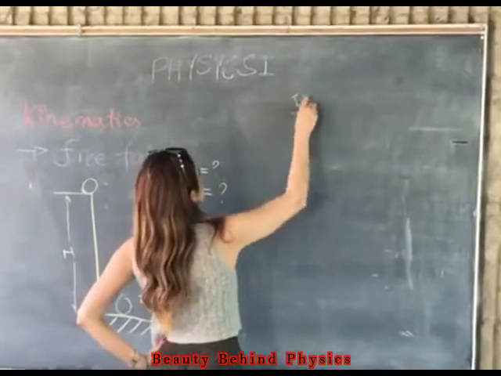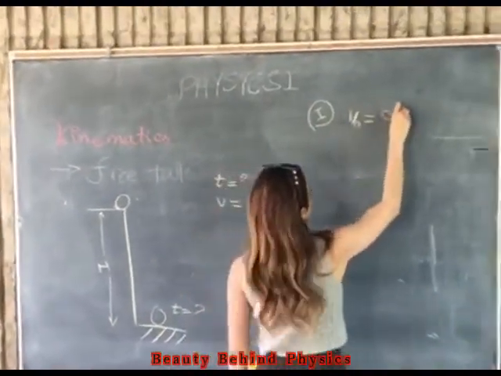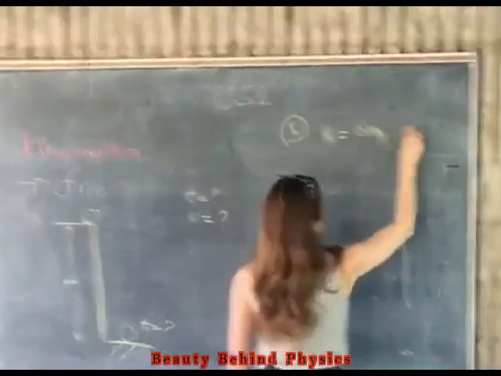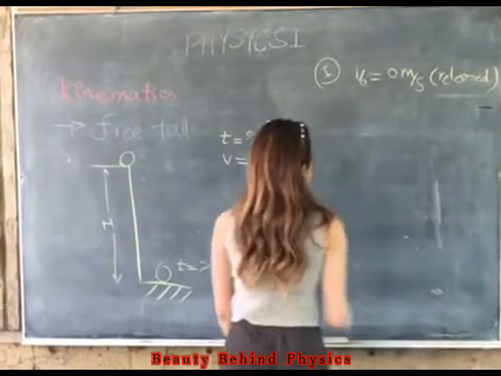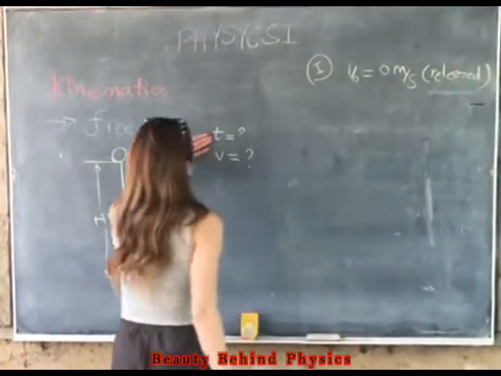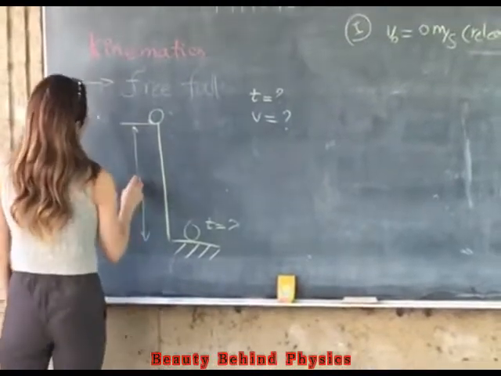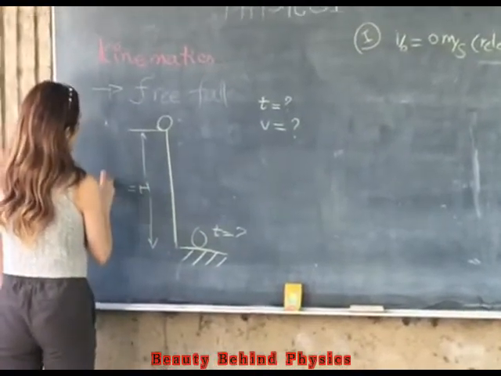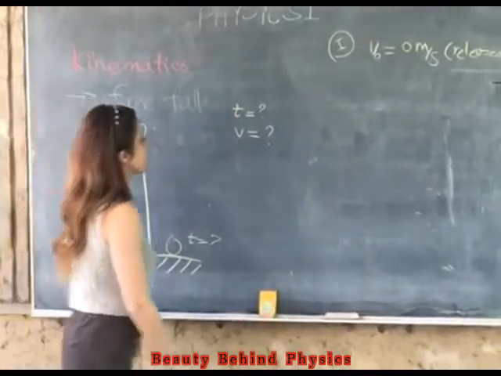Okay, the first case would be when the initial velocity is equal to 0 meters per second. It means that the ball was released from some height. We want to solve for time, and we know that h is given. For example, 10 meters is the height of this building.